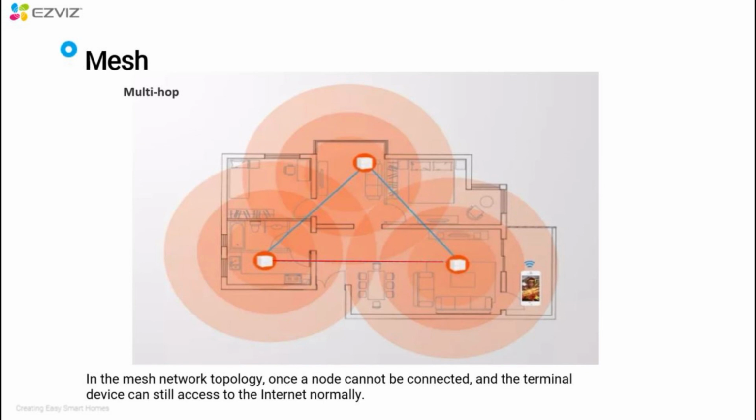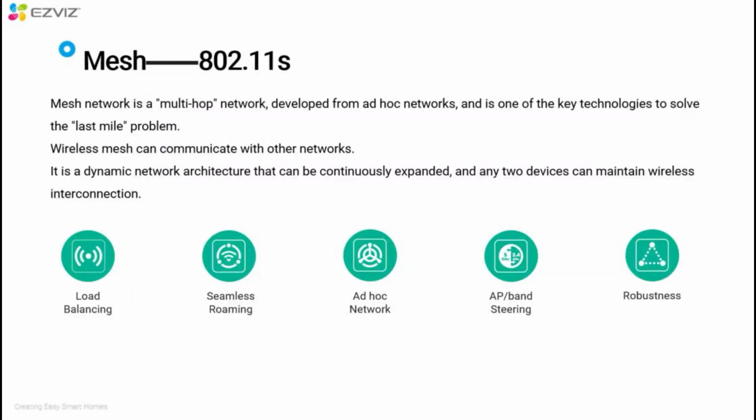In the mesh network topology, once a node cannot be connected, the terminal devices can still access the internet normally. The mesh network is the multi-hop network developed from ad hoc networks and is one of the key technologies to solve the last mile problem. Wireless mesh can communicate with other networks. It is a dynamic network architecture that can be continuously expanded, and any two devices can maintain wireless interconnection.